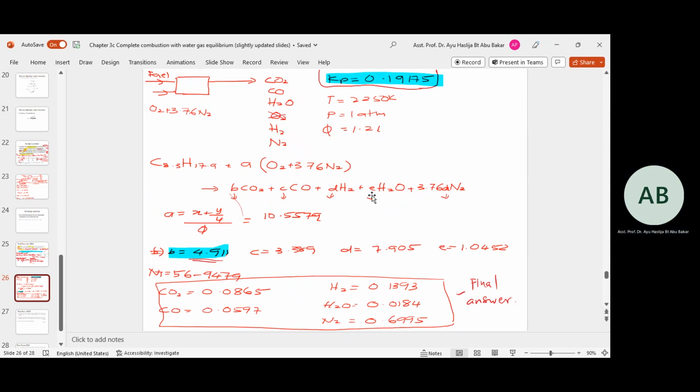The mole for H2O, which is the E over here, you should be getting this value. So once your B is correct, then the rest should be no problem. You do the balance, then you will get the other unknowns.